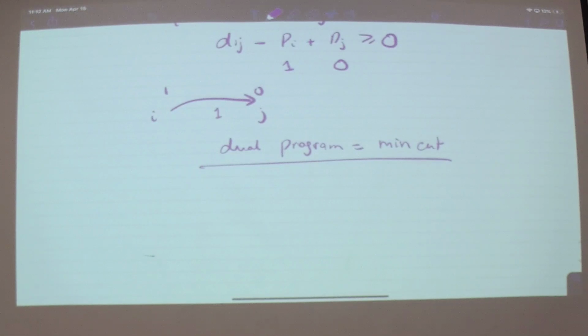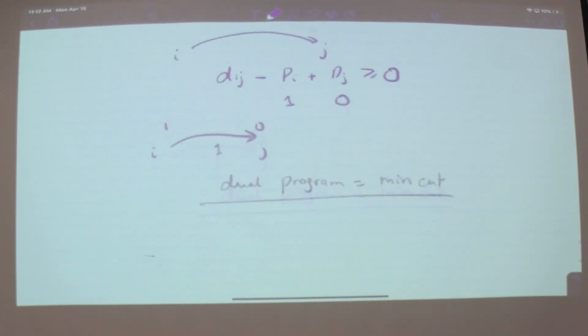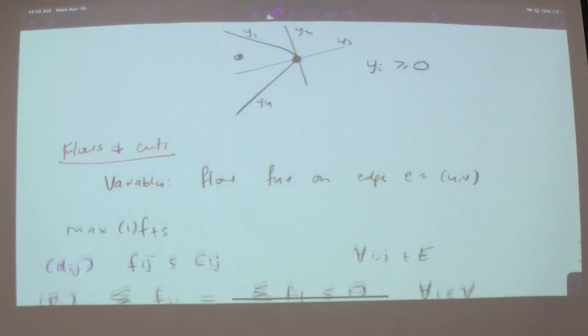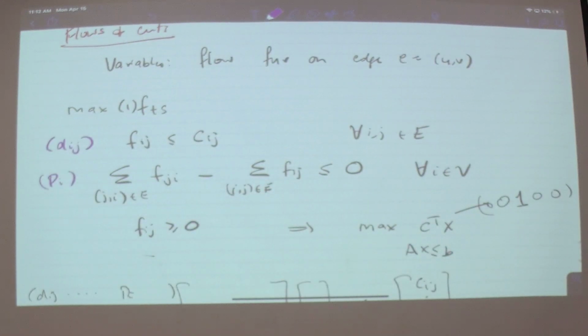Any questions? Yeah. Going back to the context of the primal LP program, you wrote Dij and Pi there as dual variables associated with the primal constraints. Right, so these are the primal constraints that we're looking at. Can you just walk me through that again?